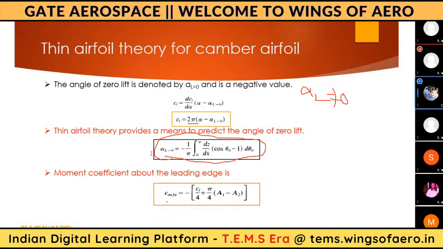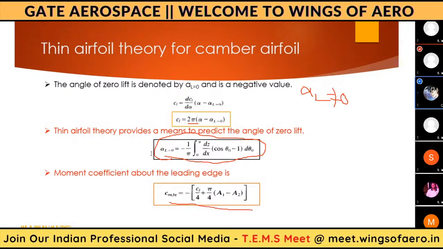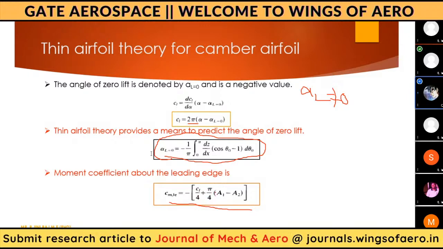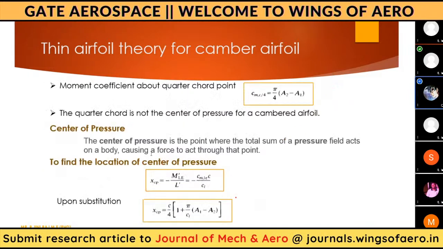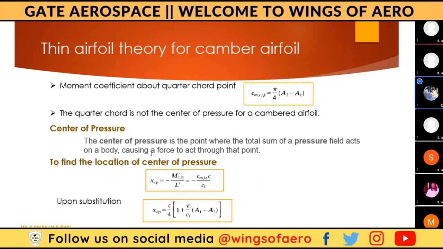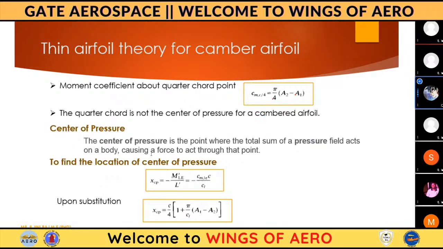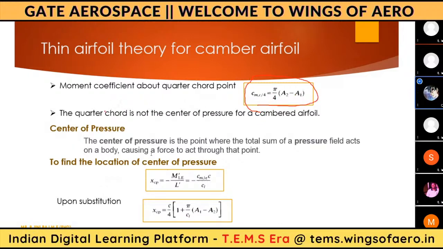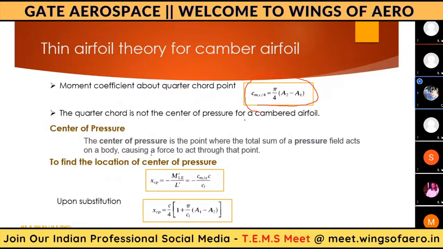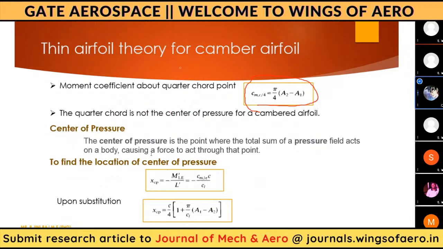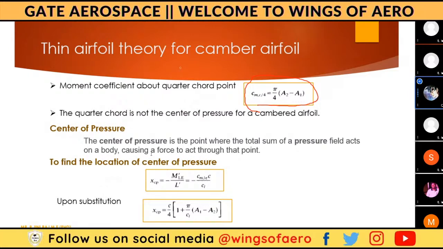The formula for the moment about the leading edge is minus of CL by 4 plus pi by 4 into A1 minus A2. The moment coefficient about the quarter chord point, Cm c by 4, equals pi by 4 into A2 minus A1. As I already told, the quarter chord point is not the center of pressure of a cambered aerofoil, because the aerodynamic center is at the quarter chord point, but for a cambered aerofoil the center of pressure will change. Therefore the quarter chord point is not the location of the center of pressure.